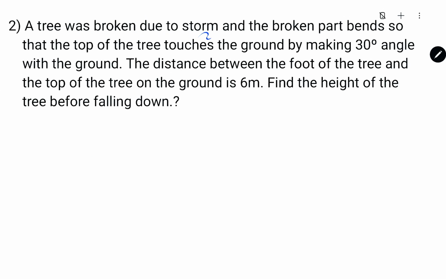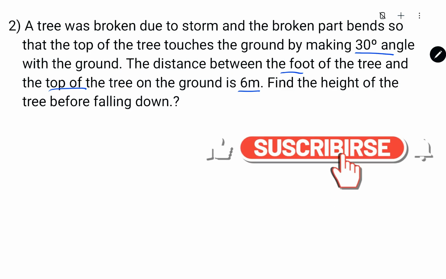Now we will solve the next question. A tree was broken due to storm and the broken part bends, so the top of the tree touches the ground by making a 30 degrees angle with the ground. The distance between the foot of the tree and the top of the tree on the ground is 6 meters. Find the height of the tree before falling down. We need to find the total height of the tree.